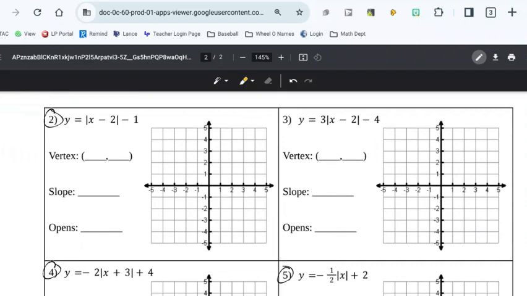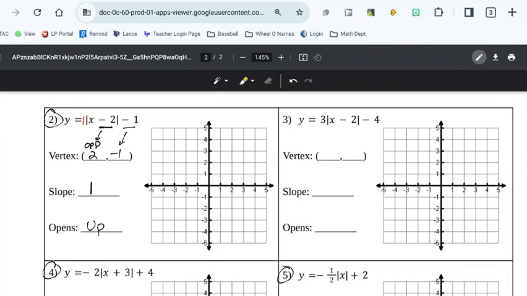So we're going to identify the vertex, which is the opposite of whatever h is. So we see -2 there. The opposite would be +2. And then whatever we have for k is -1. Our slope, there's no number in front of the absolute value, but remember it's an imaginary 1. It's not imaginary, it's just invisible, right? We're not writing it there. And then because our slope is positive, the graph will be opening facing up.